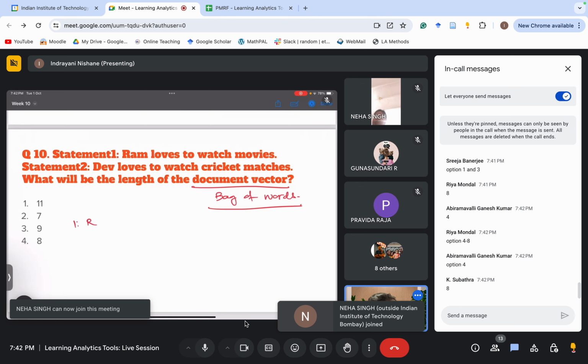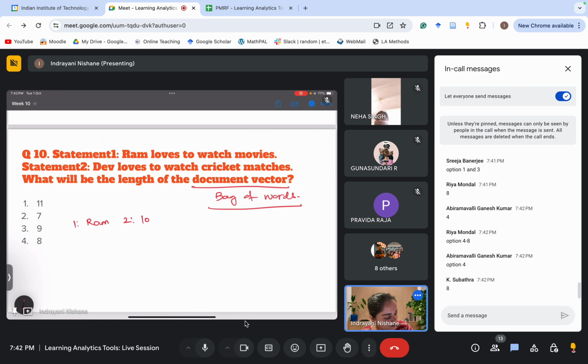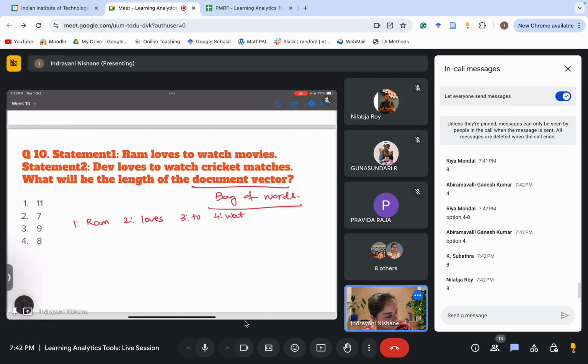The first word is Ram, second loves, third to, fourth watch, fifth movies, sixth word Dev. Seventh, loves is already done, so we will not repeat it. To is already done, watch is already done, so we will not repeat them. Cricket is not yet done, so we will write it. And the eighth is match or matches. So the total length will be 8.